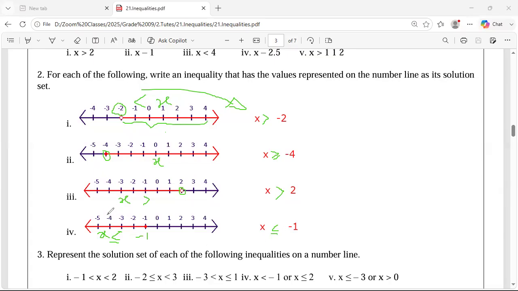All the values less than or equal to negative 1 are on this side: negative 2, negative 3, negative 4, and so on. All the values are less than negative 1. Less than or equal, because this is a highlighted value. Alright, hope you have done this part.